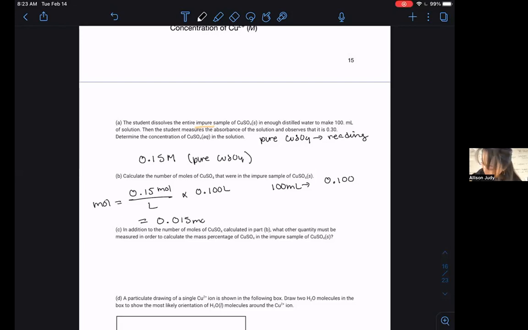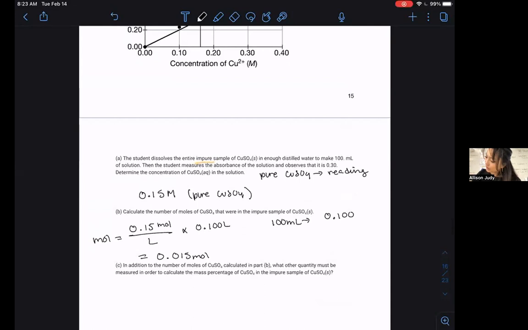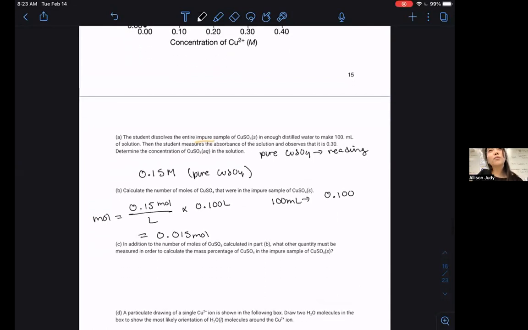0.015 moles. And for some reason, I feel like this question is a repeat from another quiz or problem, but oh well.